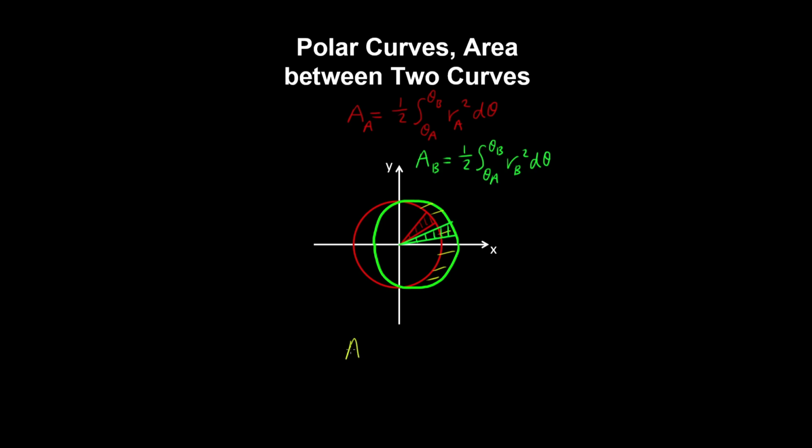So our definite integral to find the area between two polar curves between angle theta A and theta B is written as follows. Typically you'd find these angles where the curves intersect, and then you'll be able to evaluate the integral.